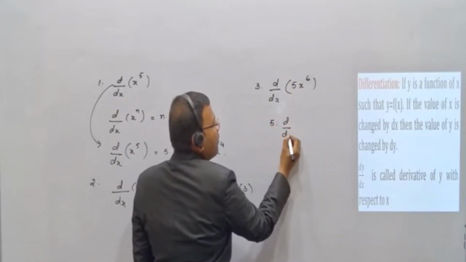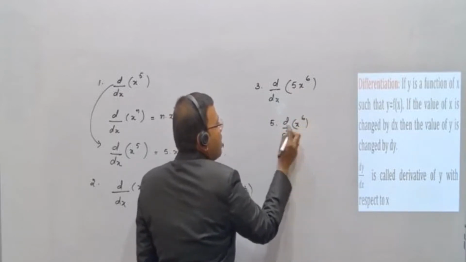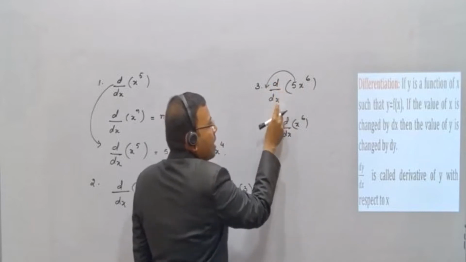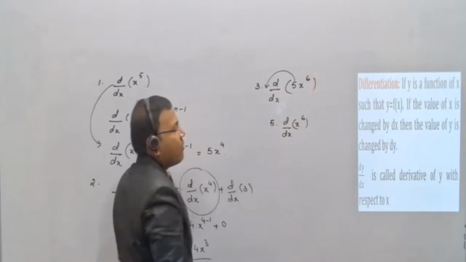Then we go for the differentiation of x power 6. What I am doing, I am taking this 5 outside and I am writing here d by dx of x power 6.